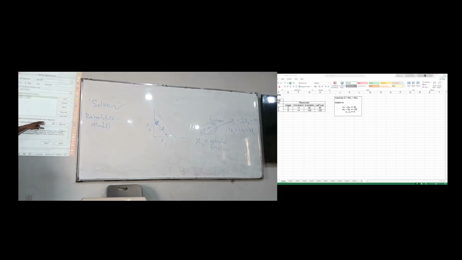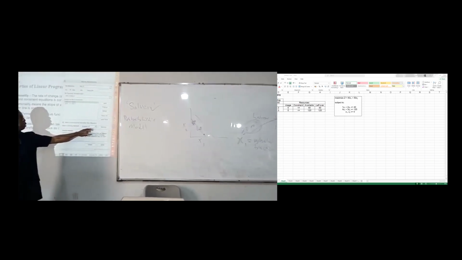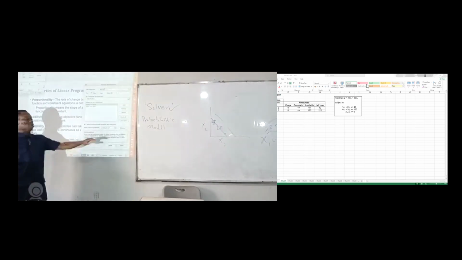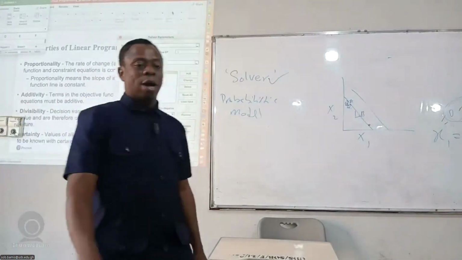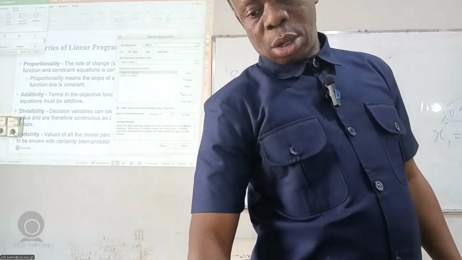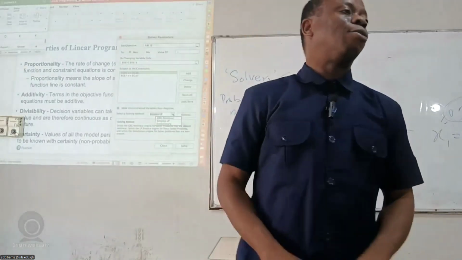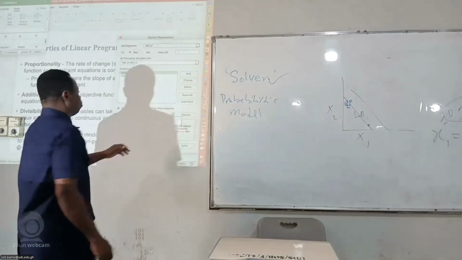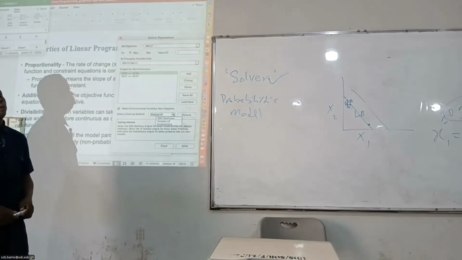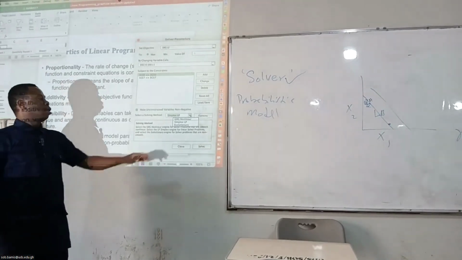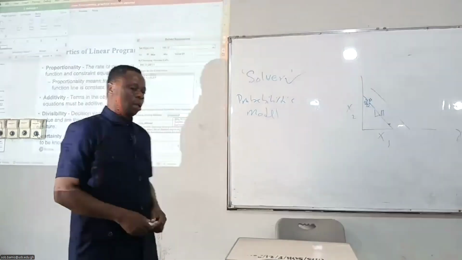Make Unconstrained Variables Non-Negative. I tick it, so it's ticked already. Select a solving method: Simplex method. So it's on Simplex. I don't need to describe it. When you click over there, you will see other methods that are available. We have GRG Nonlinear. So this is used to solve nonlinear programming problems. Then we also have the Evolutionary method, but we want the Simplex.